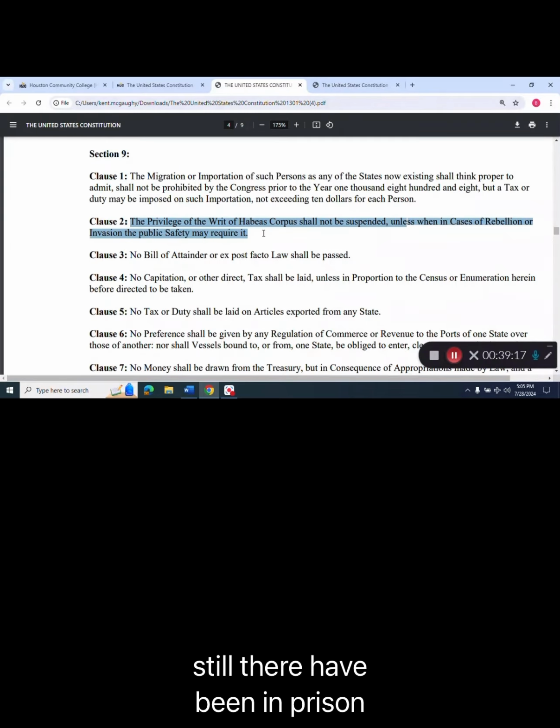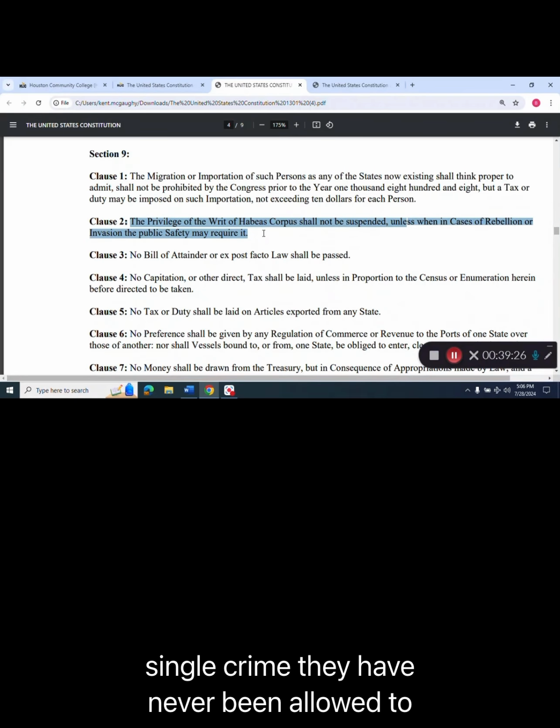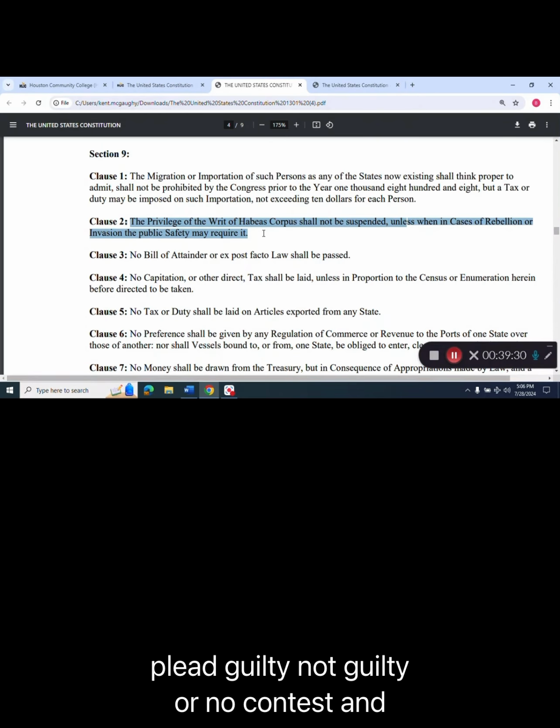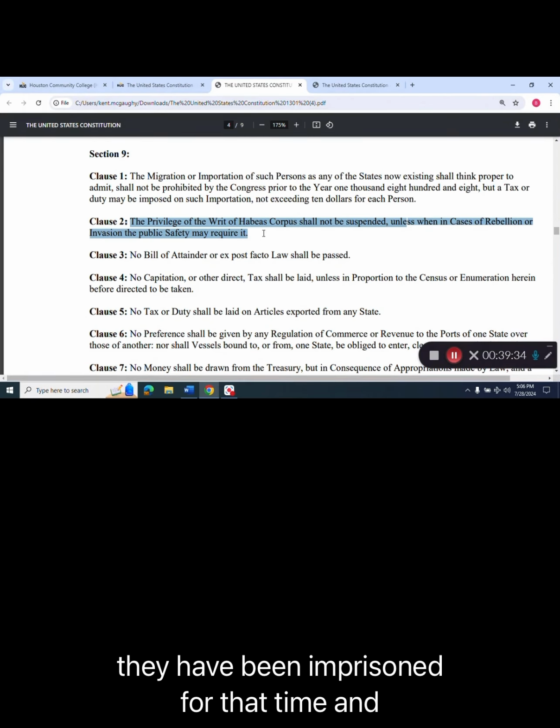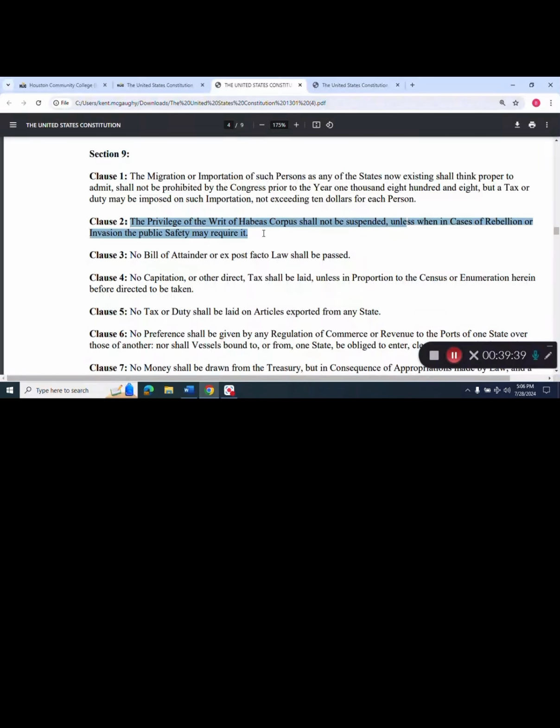The few prisoners who are still there have been in prison now for more than 20 years, and they've never been charged with a single crime. They've never been allowed to plead guilty, not guilty, or no contest, and they have been imprisoned for that time. And the problem with something like the writ of habeas corpus is you can't suspend it for some and not others. Presidents have walked a fine line.